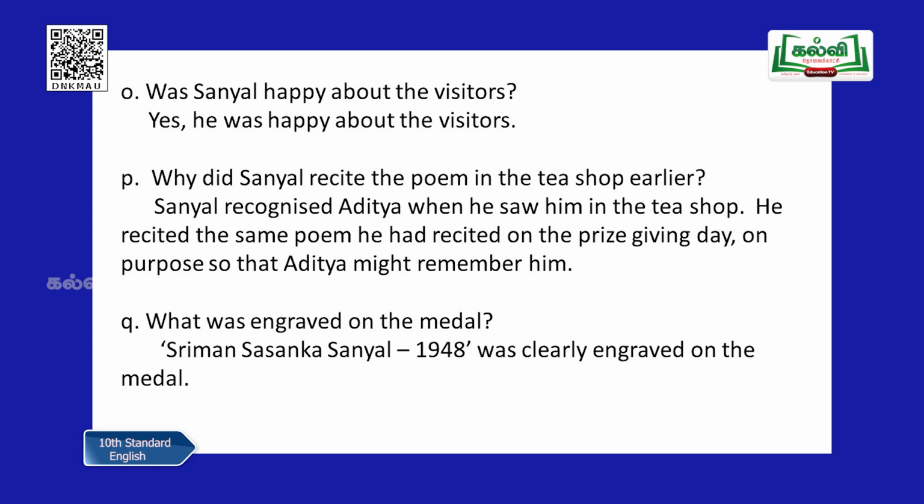Why did Sanyal recite the poem in the tea shop earlier? I have already explained. He recognized Aditya by the mole on his right cheek. He recited the same poem he had recited on the prize giving day. Why? He wanted Aditya to remember the poem also. Sanyal recognized Aditya when he saw him in the tea shop. He recited the same poem on purpose, deliberately, intentionally, so that Aditya might remember him.